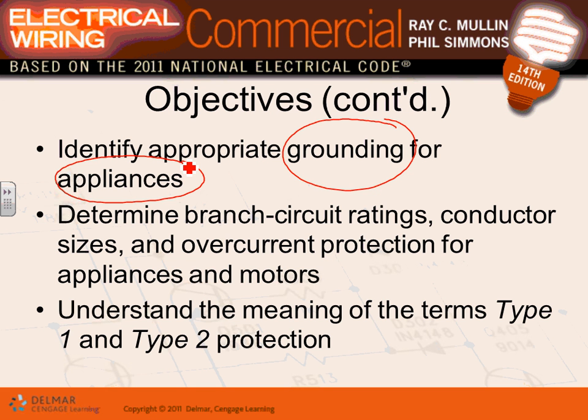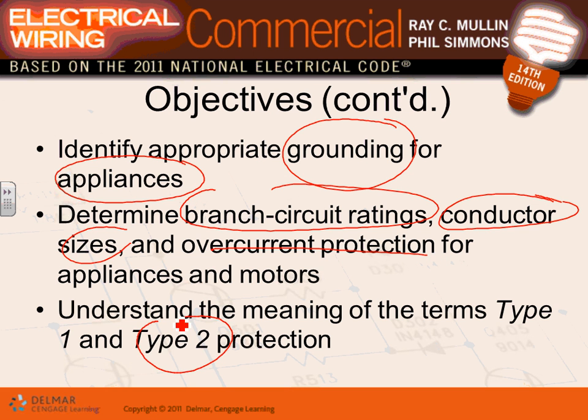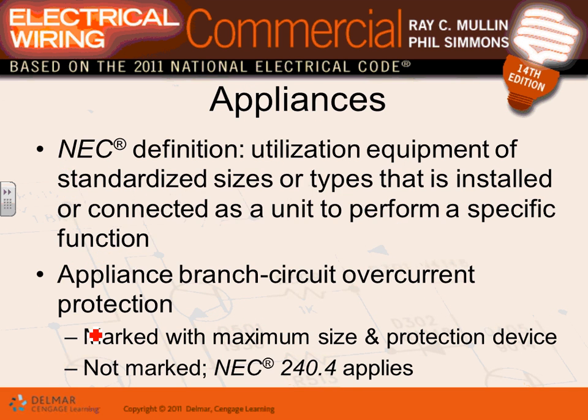Then we'll talk about, guys, the branch circuit conductor size and the overcurrent protection device size for motors and appliances. And there's one little thing, I don't know how many of you guys have done that, type 2 and type 1 protection. When you have a machine, there are two ways of protecting this machine, Adam. If the machine is very important, they protect it with type 2. If it's not too important, they protect it with type 1. We'll talk about the difference between type 1 and type 2 protection in a second.